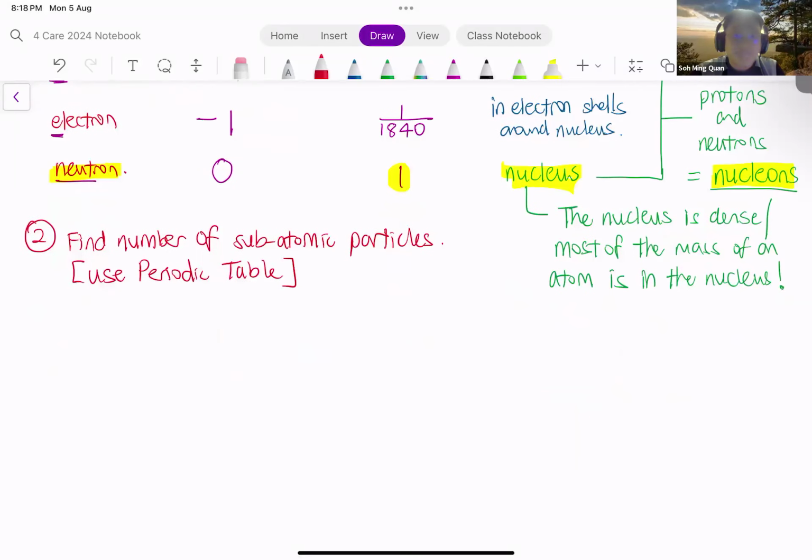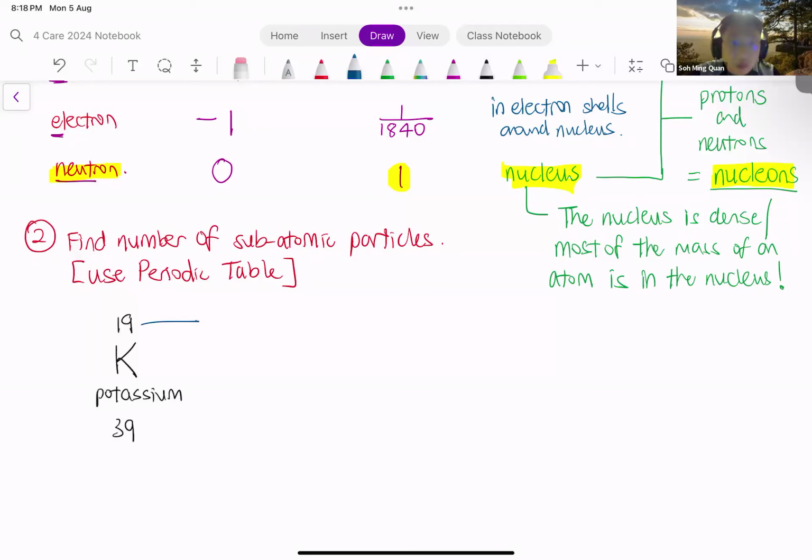Okay, so the first step now, we can easily work out. Let's say I give you an element called potassium. So potassium's chemical symbol is K. So you look for potassium. Then you will find these two numbers, right? 19 and 39. So what do each number actually mean?